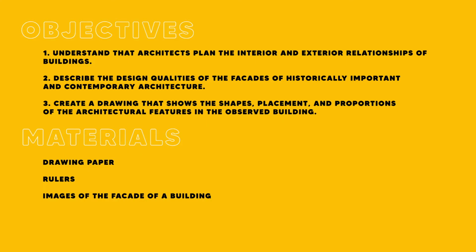Today we will understand that architects plan the interior and exterior relationships of buildings, describe the design qualities of the facades of historically important and contemporary architecture, and create a drawing that shows the shapes, placement, and proportions of the architectural features in the observed building. Materials: drawing paper, rulers, and images of the facade of a building.